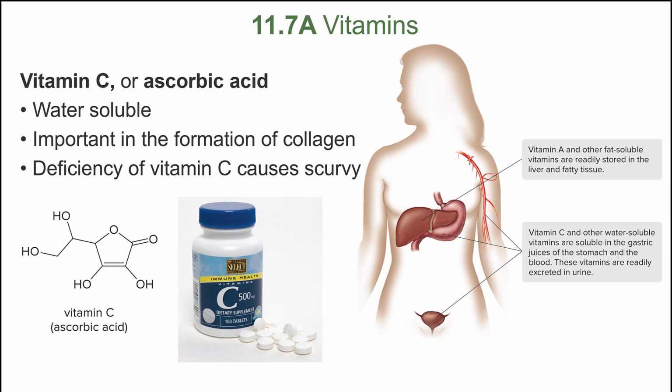Vitamin C, which is also known as ascorbic acid, is water soluble. You can see all those carbons to oxygens. This is important in the formation of collagen, and deficiency in vitamin C causes scurvy, though this is not a common ailment anymore. So vitamin A and other fat-soluble vitamins can be stored in the liver and fatty tissue, while vitamin C and other water-soluble ones are soluble in the gastric juices, and those can be excreted through your urine.